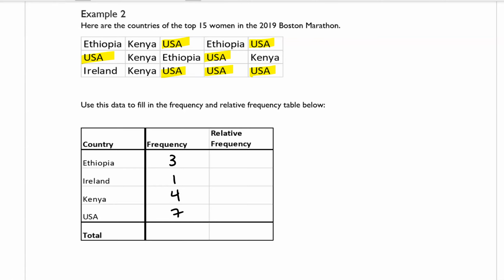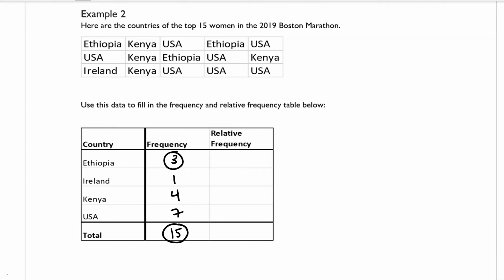Now, recall that it said that there are 15 women. So if we counted this correctly, if we add up the frequency column, it should add up to 15. So 3 plus 1 is 4, 4 plus 4 is 8, and 8 plus 7 is 15. So that is a nice check that you can do. So now we want to calculate the relative frequency column.